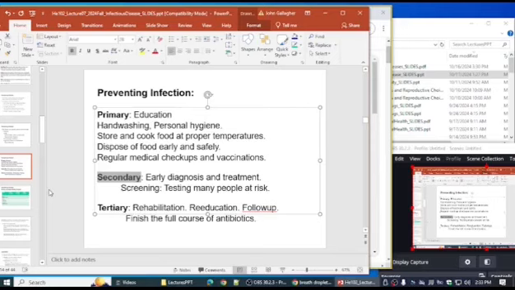Put it in a cast so the bone has a chance to reset. That's secondary. Prevent the break from getting worse. But along these lines, your line, people are in a cast for about 6 weeks.